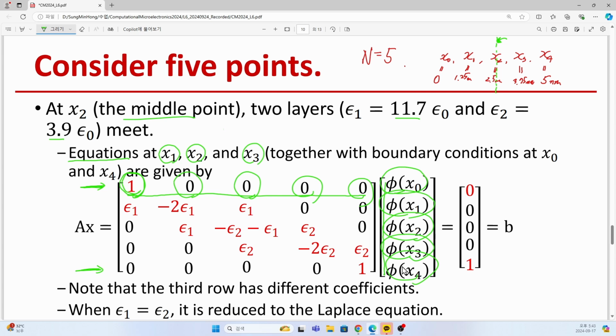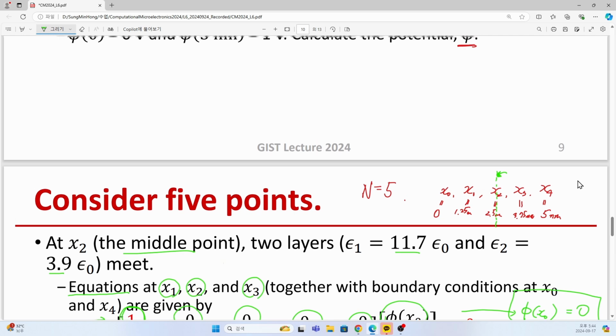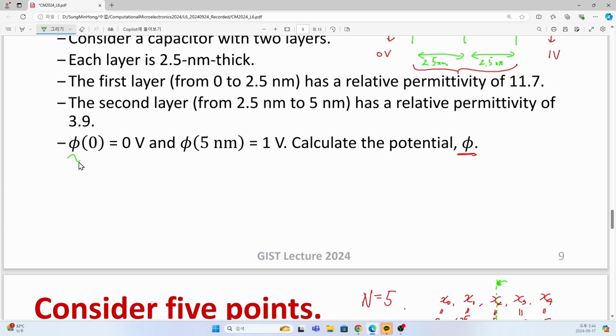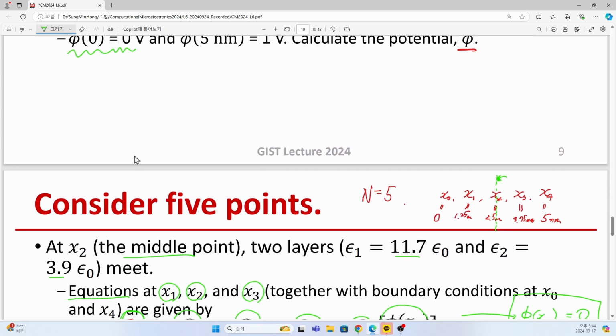So what will happen if we perform this kind of matrix vector multiplication? Then this first row will be just phi evaluated at x sub 0. That will be the first row of the resultant vector, and it is equated with this number 0. What does it mean? It means that here we have applied this boundary condition for x equal to 0 nanometer.